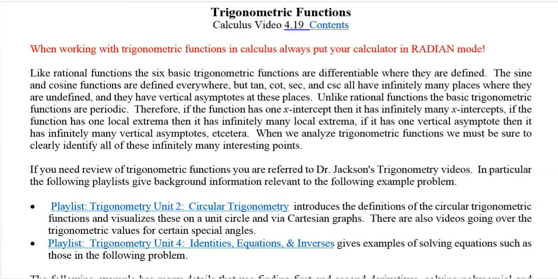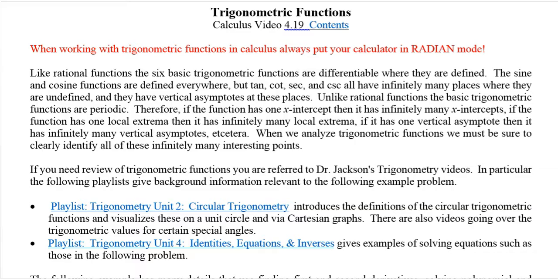But like some rational functions, tangent, cotangent, secant, and cosecant have places where they're undefined and have vertical asymptotes. In fact, tangent, cotangent, secant, and cosecant actually have infinitely many places where they are undefined, and at each of these places they will have a vertical asymptote.